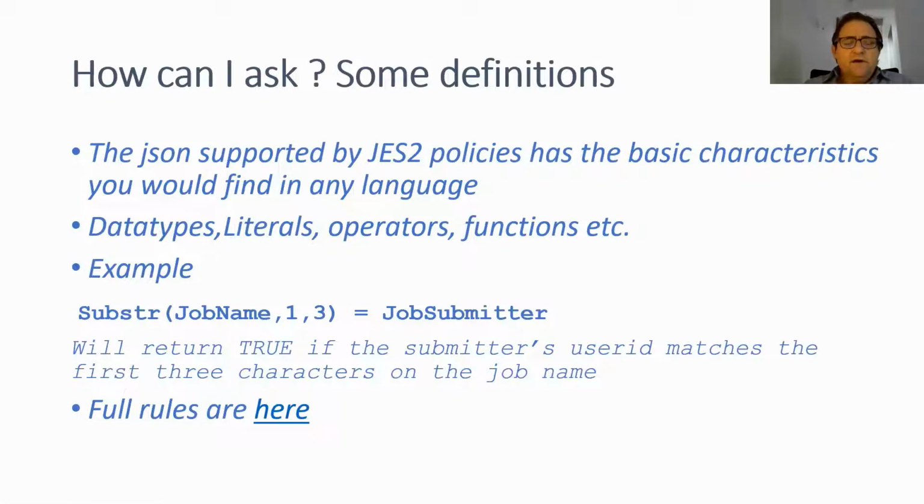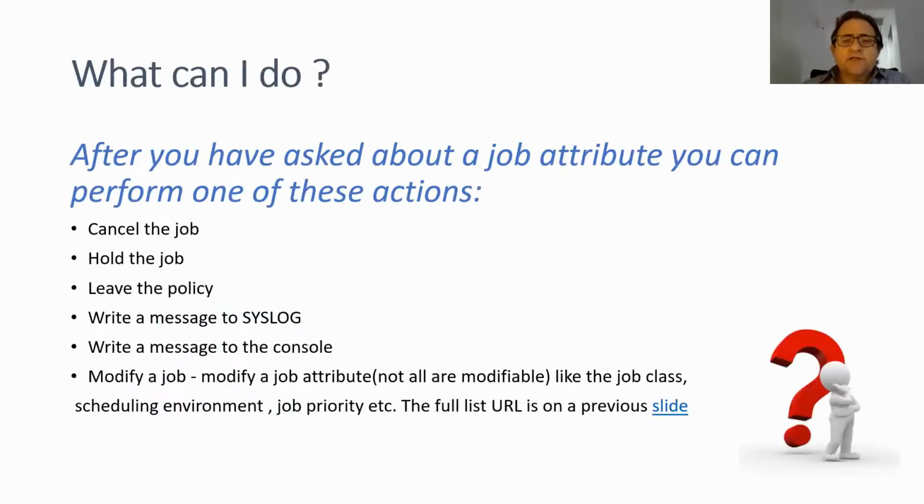So once I've classified a job that I want to take special care of, what can I do with it? I can cancel it, I can hold it, I can just leave the policy and let JES2 do whatever JES2 does, and I can write messages to syslog, console, or both. And the most interesting thing I can do is modify a job. And what can I modify within a job? Then we have to go back to that same list of attributes. Those that are modifiable, I can change.